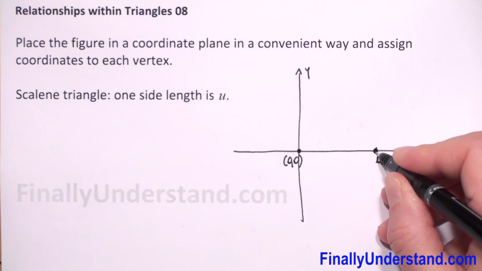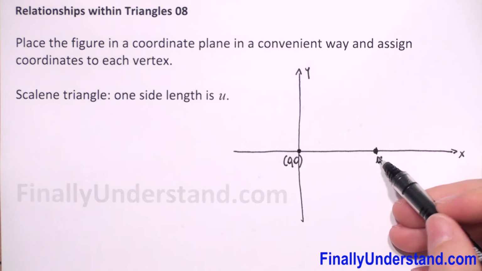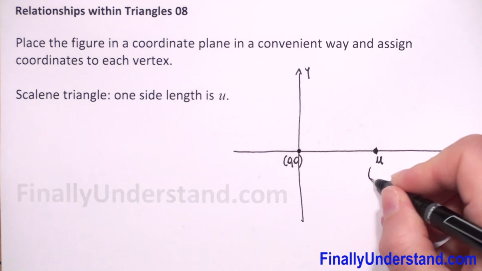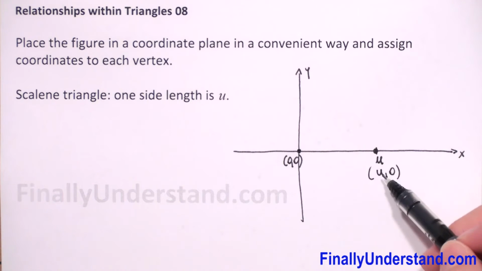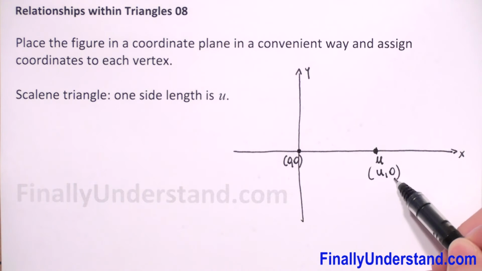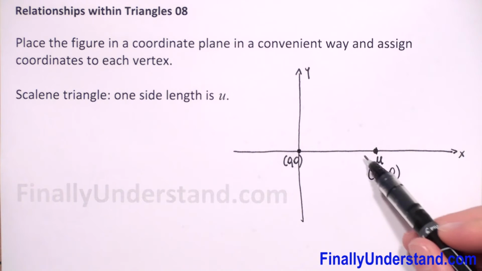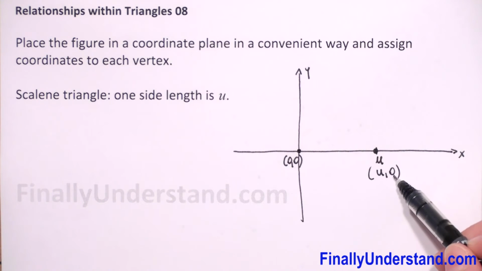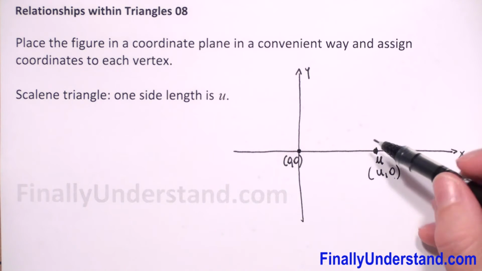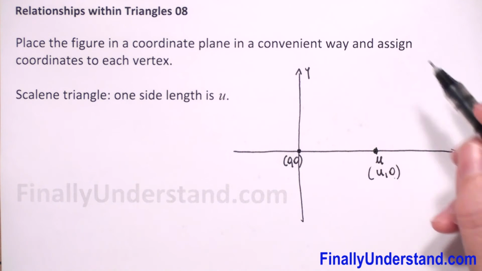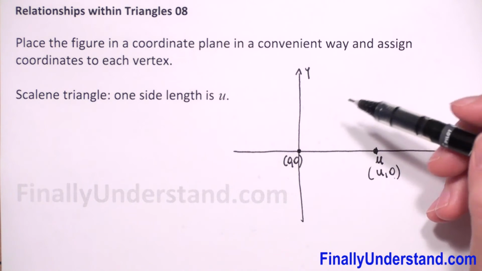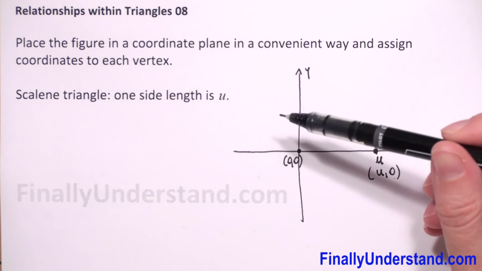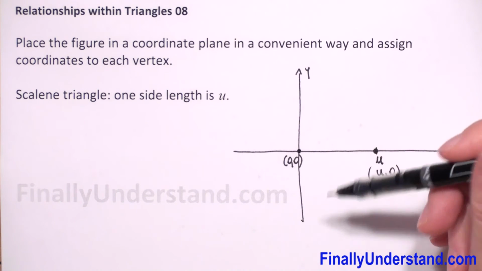So this point has coordinates (u, 0). The first coordinate is u and the second is 0, because on the x-axis every point has the second coordinate 0. So we have the second vertex. Now we have to find the third point because the triangle has 3 vertices.